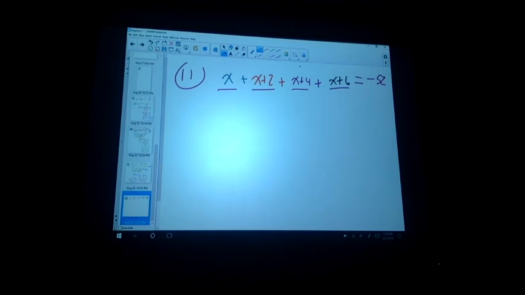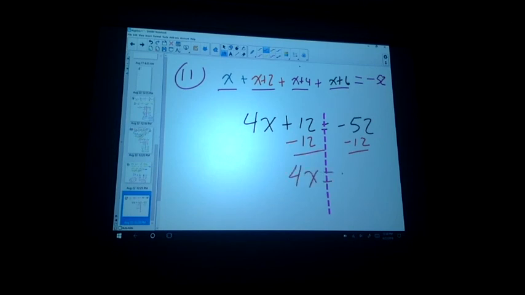Agree? What is x plus x plus x plus x? 4x. 2 plus 4 is? 6. 6 plus 6 is? 12. Agree? This is ready to start setting up. What should I do next? 12. Is that okay? So now I'm going to get 4x equals negative 48, and it's negative, right? It stays negative. I'm going to divide that by 4. So I find that x is equal to negative 16.